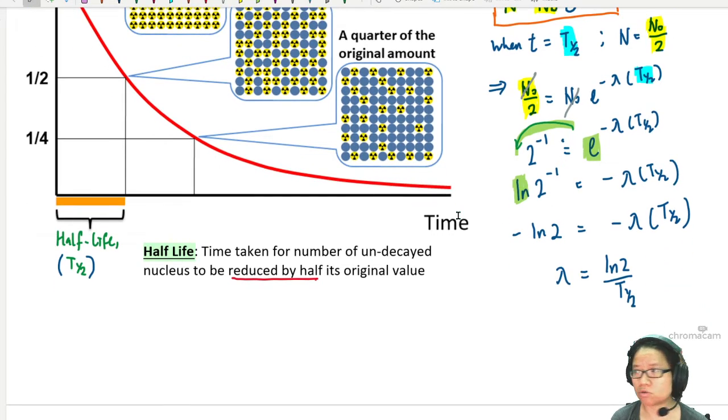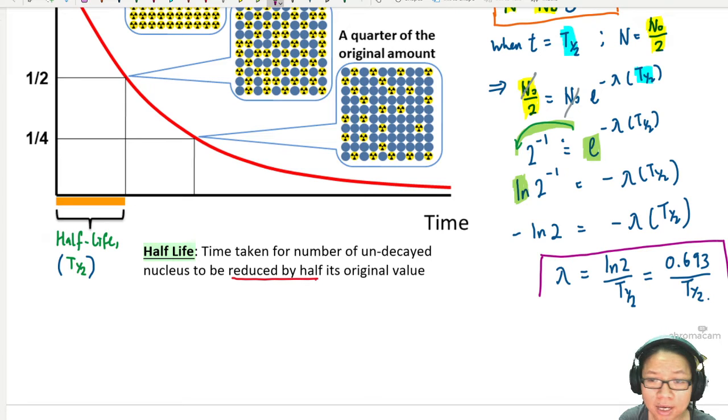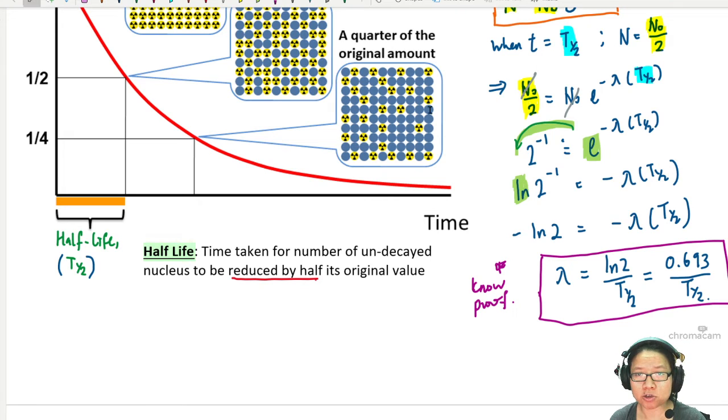And my head is blocking, so there we go. Ln 2, if you press your good friend Casio, the calculator, you will find that it is 0.6931471806. Well, 3 significant figures is more than enough, so 0.693 over T half. This is the second relationship that is given in your data sheet. Sometimes you can just use it, but this one, you must know the proof. It can be asked for 2 to 3 marks. All right, so the proof looks like this.